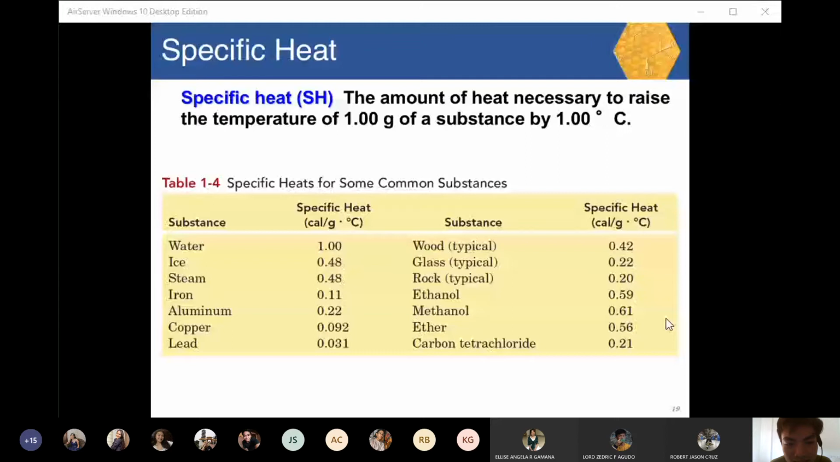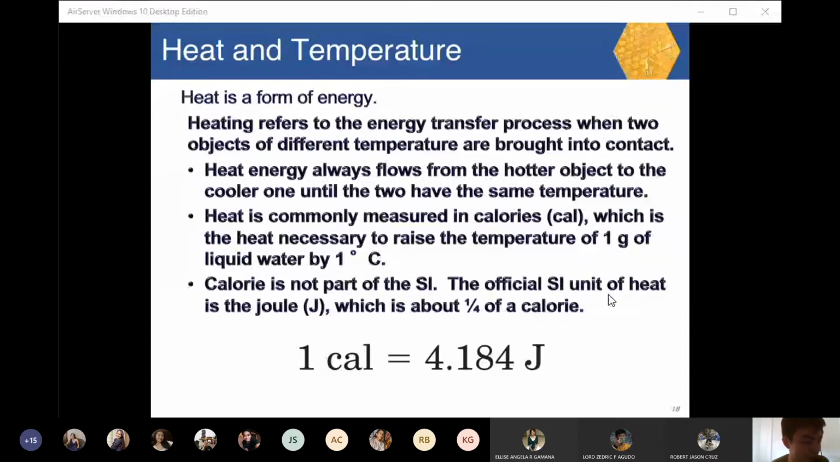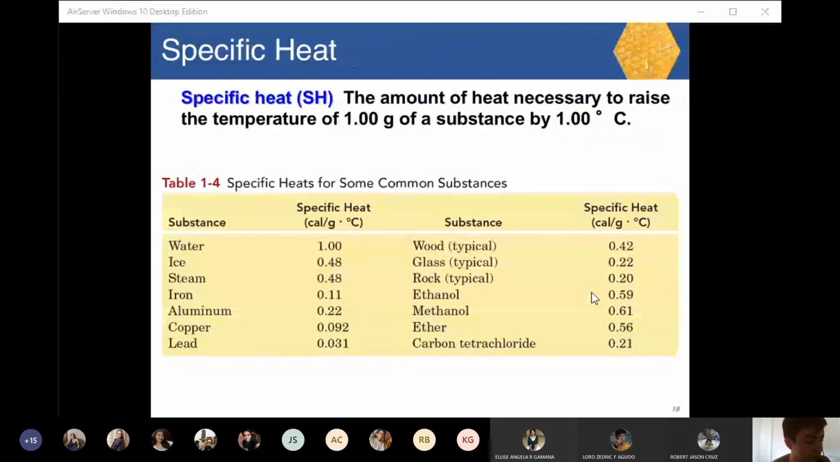Make sure you have this table. This is the specific heat. And if you want to convert your calories to joules, use this conversion: 1 calorie is 4.184 joules.